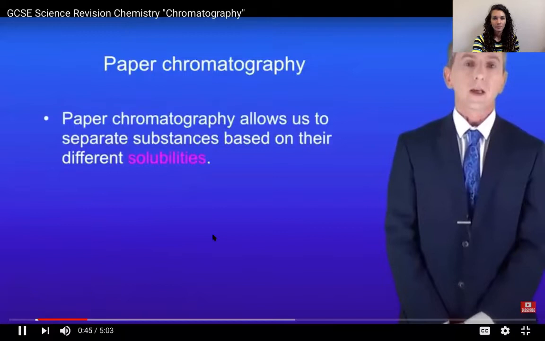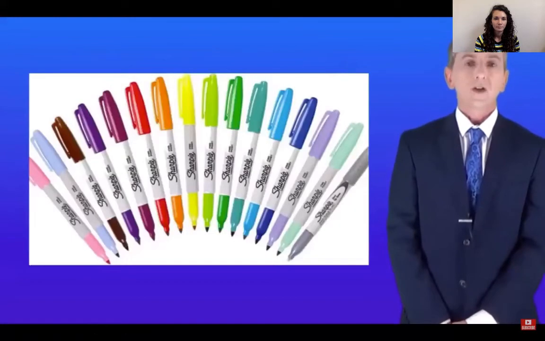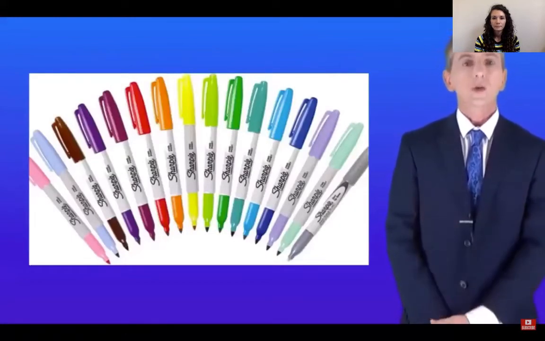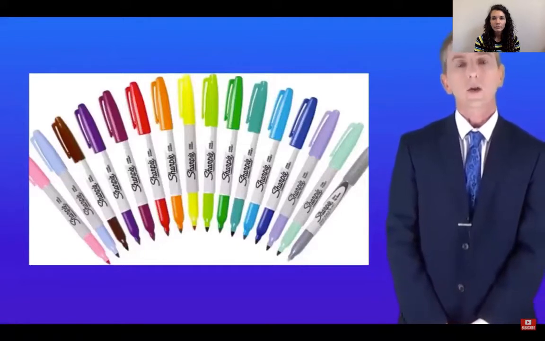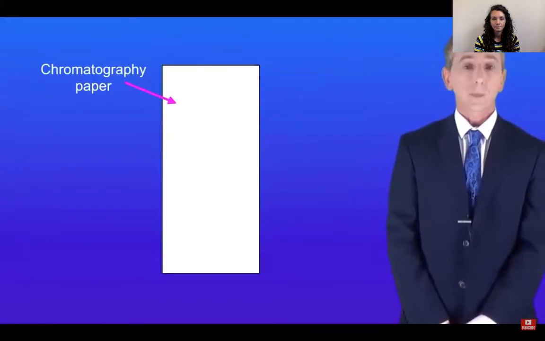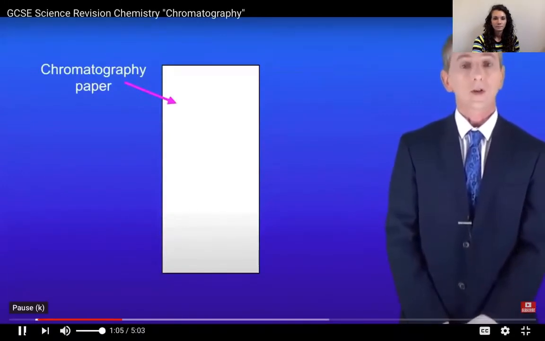Paper chromatography allows us to separate substances based on their different solubilities. So let's look at an example. Imagine I have a collection of coloured pens such as these. I want to know which pens contain only one colour and which pens contain a mixture of colours. We take a piece of special paper called chromatography paper and we draw a pencil line near the bottom like this.